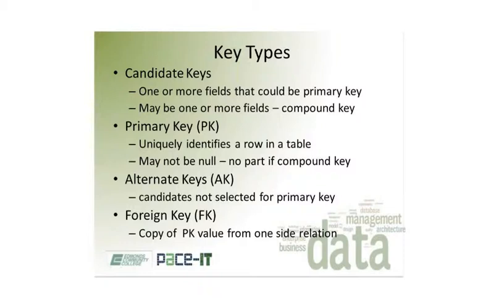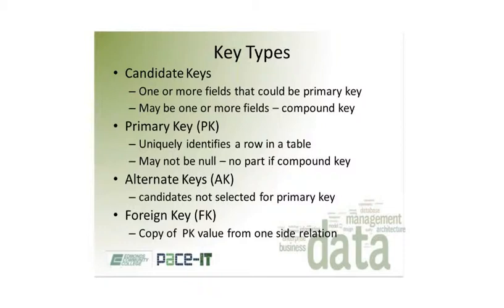So an alternate key would be a candidate key that did not get selected for a primary key. Typically, to produce a natural key, a primary key that's a natural key, we would select the best candidate key. And therefore, once we've selected one of those candidate keys, all the rest of the candidates that were not selected become alternate keys.